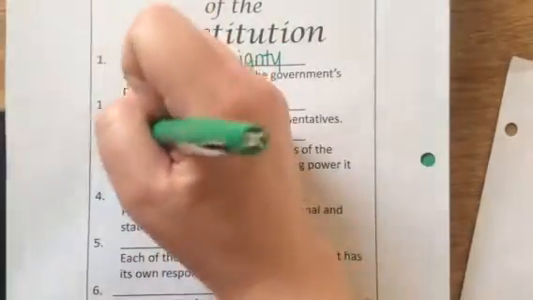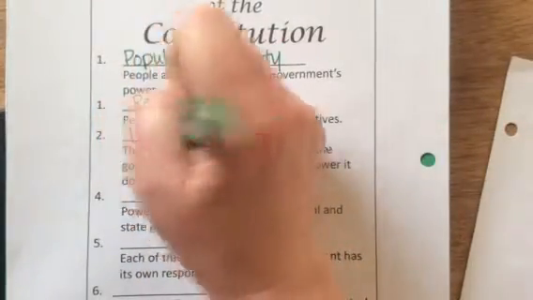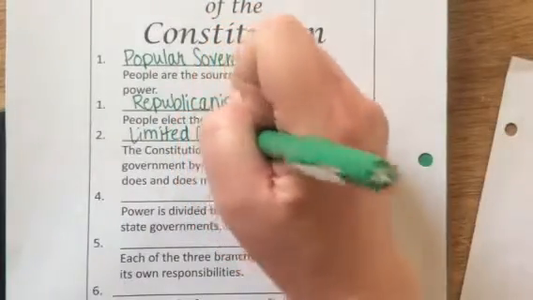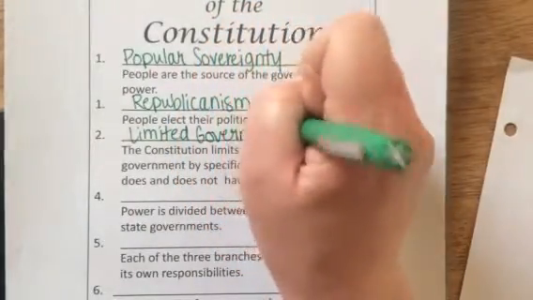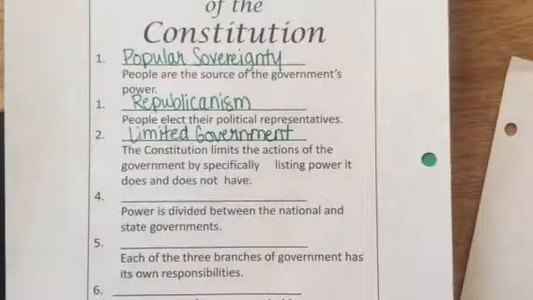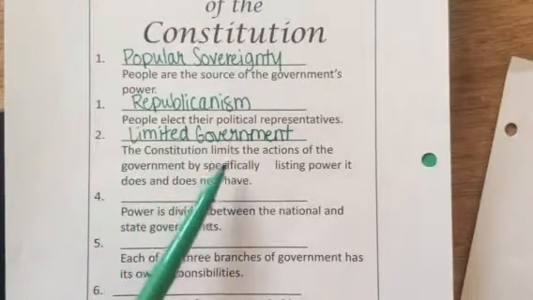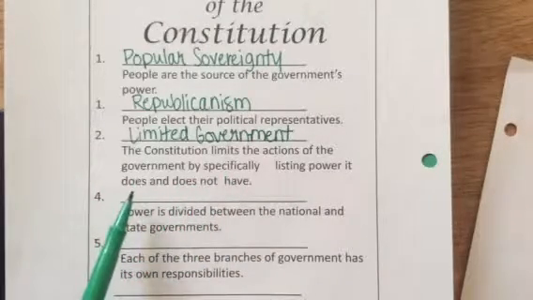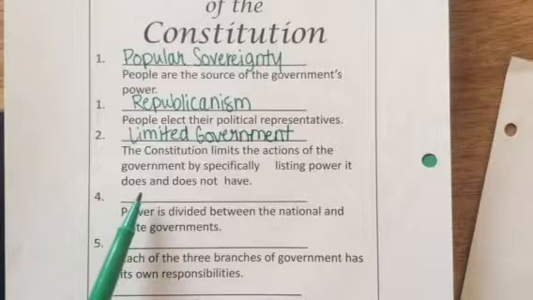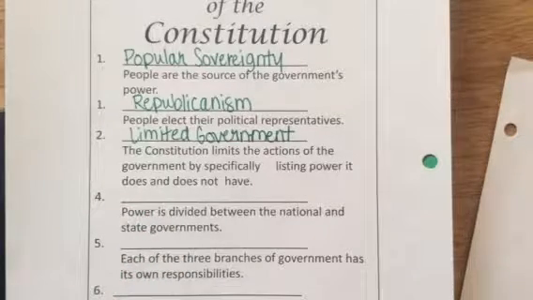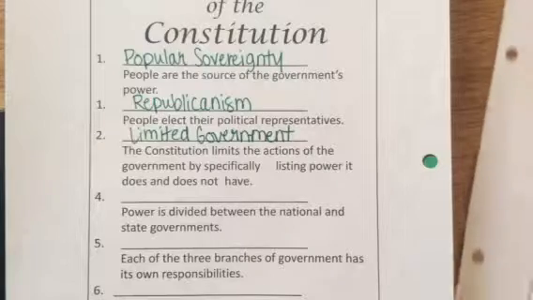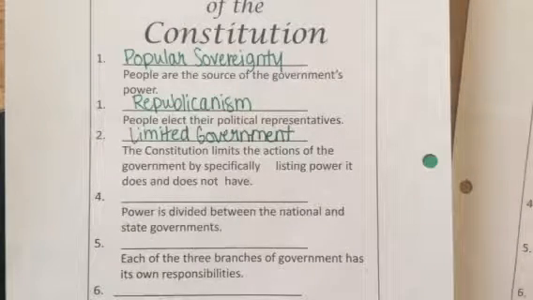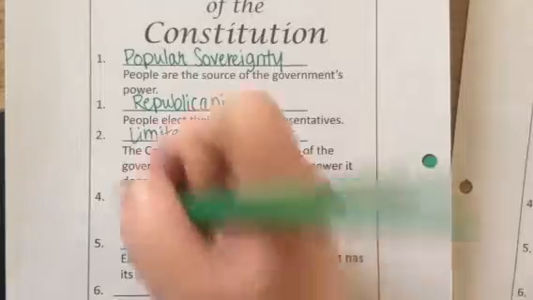Okay, limited government is the next one. Limited government means the Constitution limits the actions of the government by specifically listing the powers it does and does not have. So the Constitution is like the legally binding, we can do this, we can't do this. It's all in the Constitution, which means that every part of government has a limit to it. It can't take over other branches.